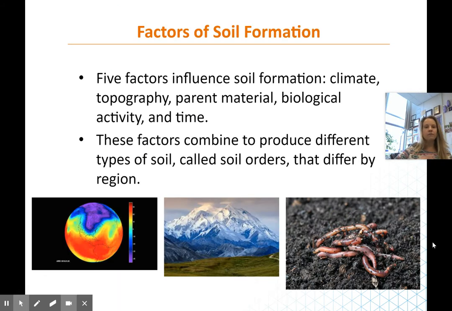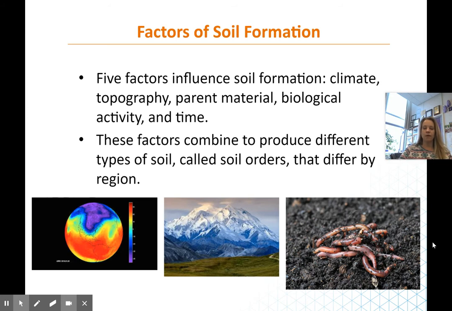All right, so things that factor into soil formation, we have five things basically. So climate, topography, parent material, biological activity, and time. And we'll talk about each of these here. So all of those combine to form the types of soil. So some places we have really good, rich soil, like in the Midwest. Some places we don't because there hasn't been enough time, like out here in California, not in the valley, but in the Redding area. So it really varies by region.